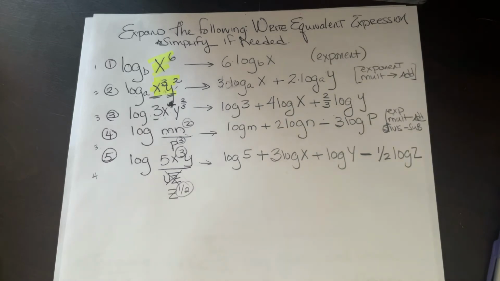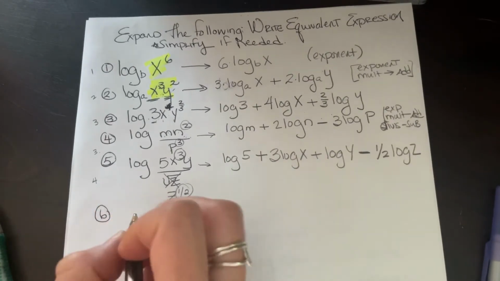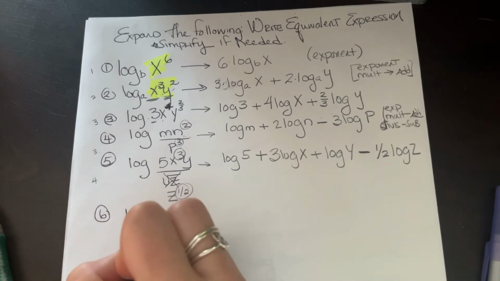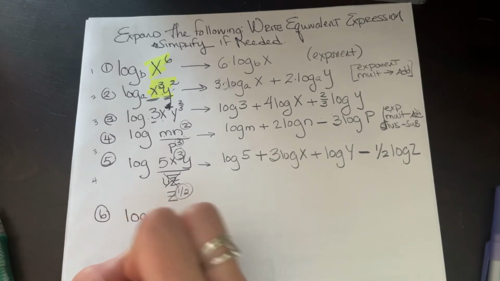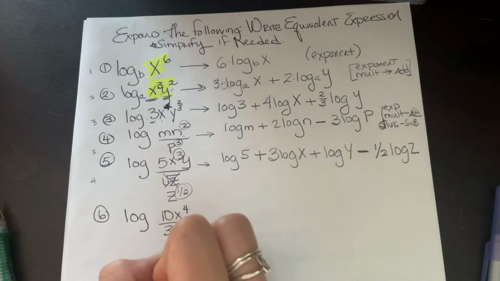So we're going to go back. I see what I did. Okay, so that should make sense for you guys. I can keep doing them, but I'm guessing you should be getting them. So watch this next one. This one's a little different. So I'm going to write log, 10x to the 4th over 3y squared.